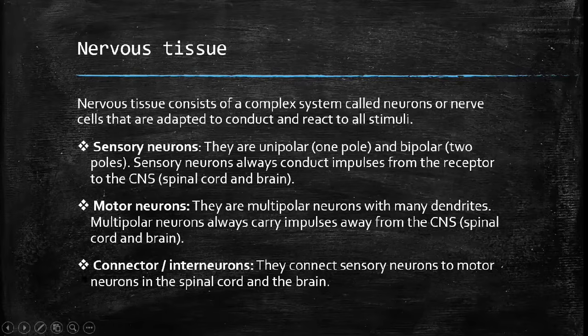Now, the connector neuron or the interneurons, they connect the sensory neurons to the motor neurons in the spinal cord and the brain. And also they transmit information as well. But the main function is to connect the two, the motor neuron and the sensory neuron.